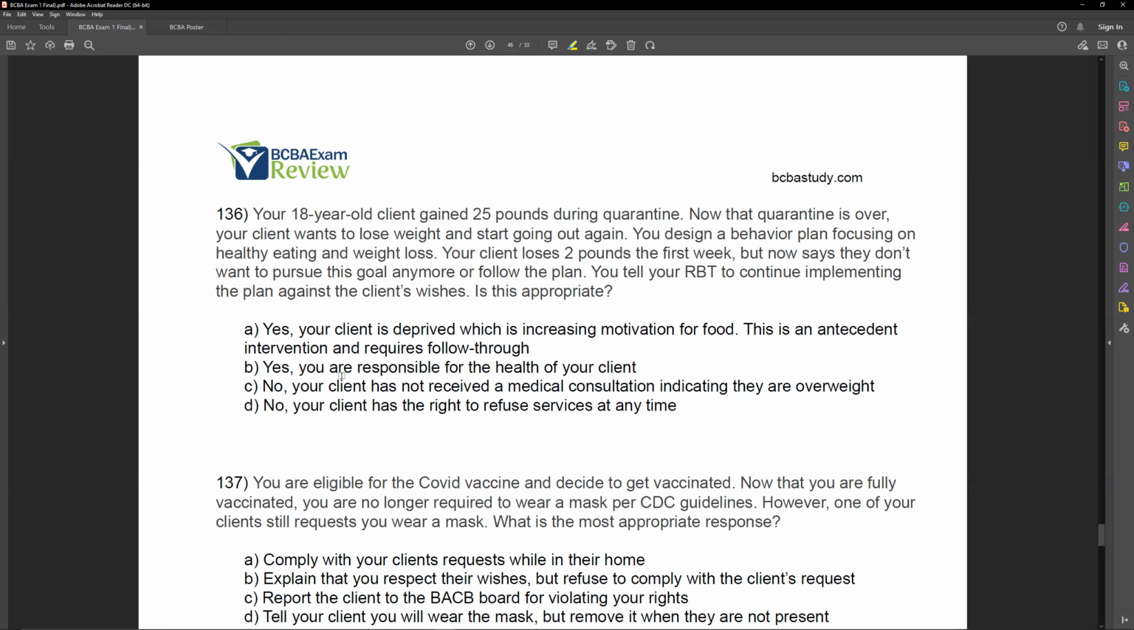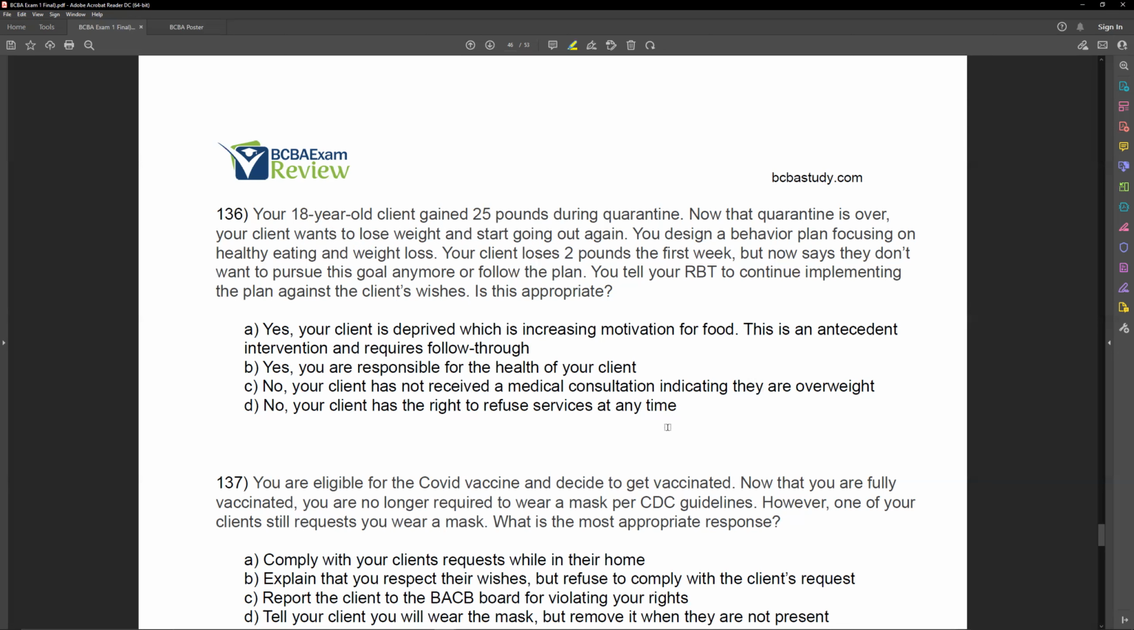B, yes, you're responsible for the health of your client. While true, while you don't want to put your client's health in danger, you're not their guardian. You're not responsible for the health of your client, as long as what you're doing isn't putting them in danger. It is not your responsibility to tell them how to eat or live. C, no, your client has not received a medical consultation indicating they're overweight. Again, not necessary, because originally they wanted to lose weight because they gained a lot of weight, and they changed their mind. Medical consultation is not necessarily necessary.